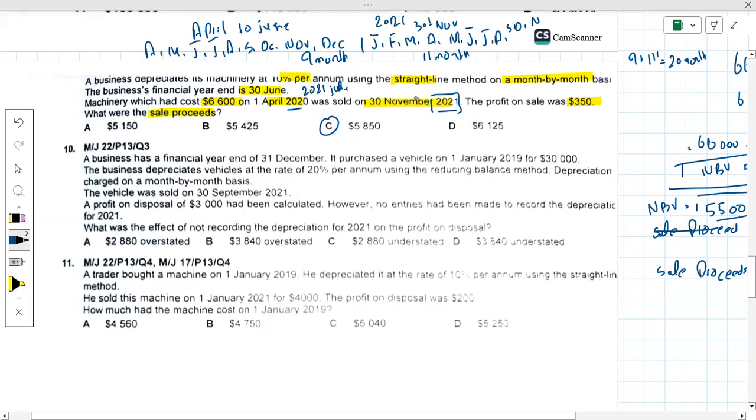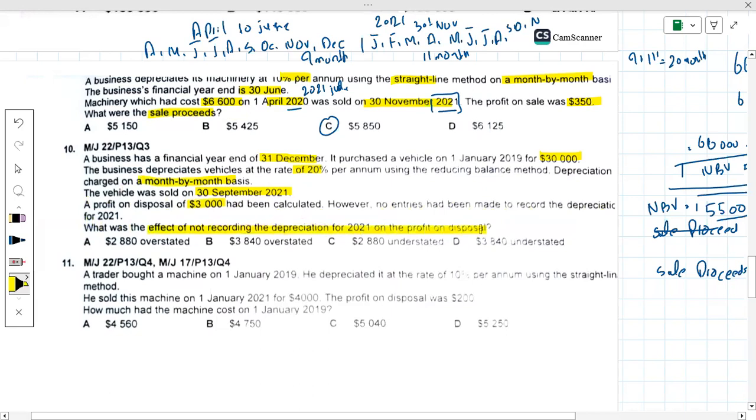A business has a financial year end on 31st December. It purchased a vehicle on 1st January 2019 for $30,000. The business depreciates at a rate of 20% per annum using the reducing balance method. Depreciation is charged on a month by month basis. The vehicle was sold on 30th September 2020. Profit on disposal was $3,000. However, the bookkeeper had forgotten to record a depreciation for 2021. What was the effect of not recording the depreciation of 2021 on profit on disposal?